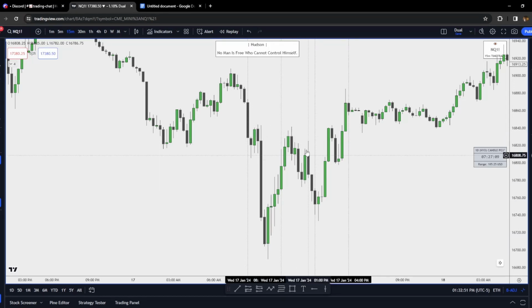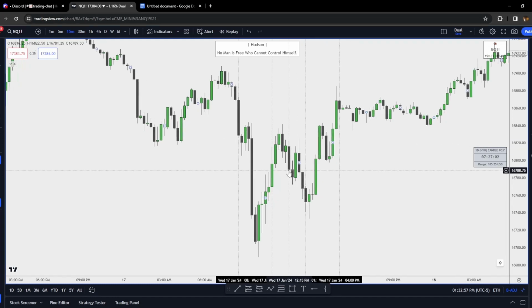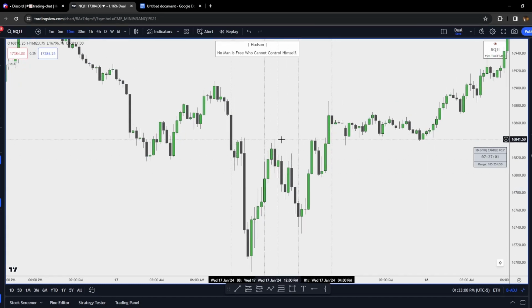Now, what happens in between these two kill zones? We kind of consolidate. We're engineering liquidity, right? These are failure swing highs on the 15-minute chart. So on the lower time frames, we're engineering liquidity.